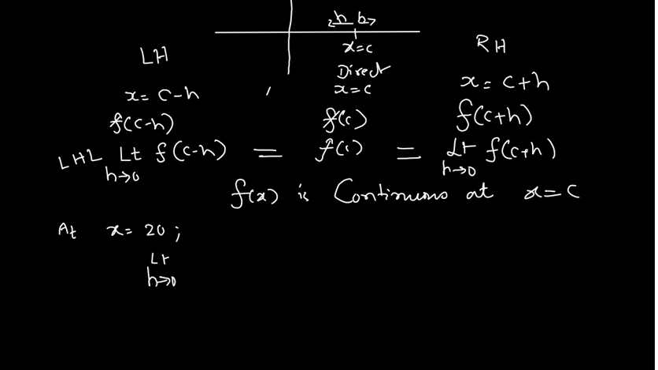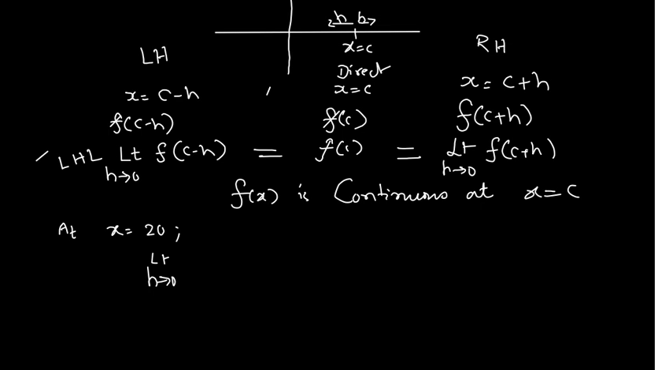20 minus h, c minus h. This is 20 plus 5. You will do this directly. And the other one is 20 plus h plus 5.